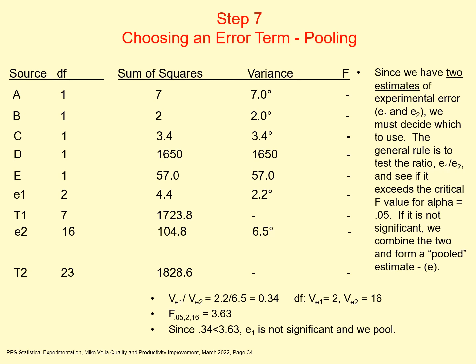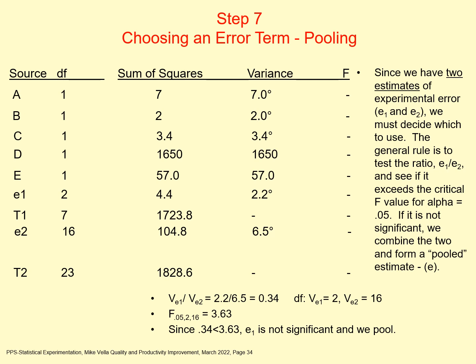And so when we make this calculation, I'll read the instructions on the right-hand side. Since we have two estimates of experimental error, E1 and E2, we must decide which to use. The general rule is to use the test ratio E1 over E2 to see if it exceeds the critical F value for alpha at 5%. If it's not significant, we'll combine the two and form a pooled error, which we call E.